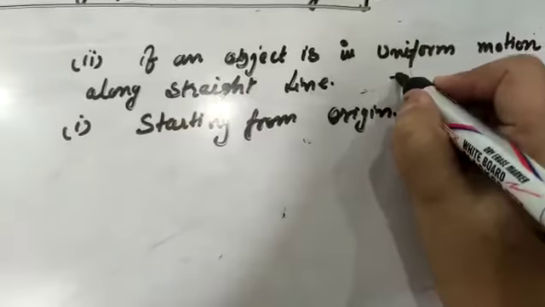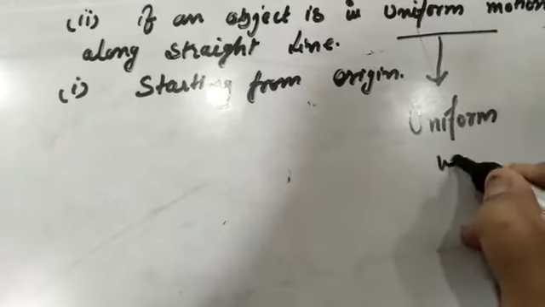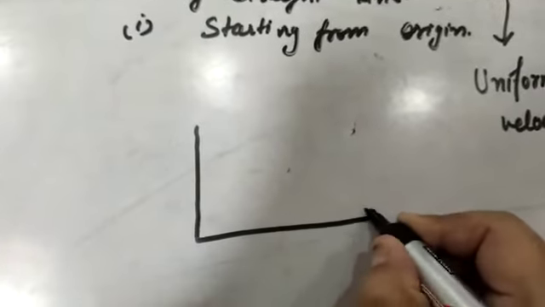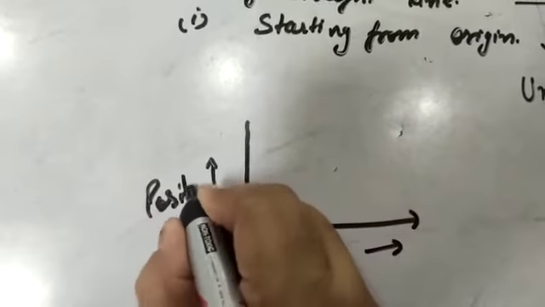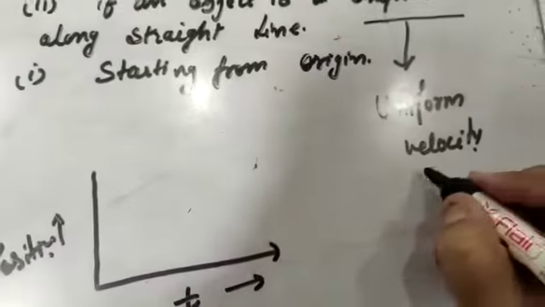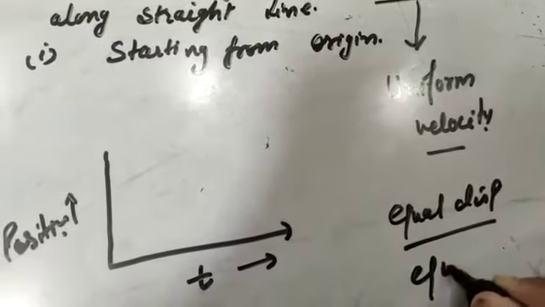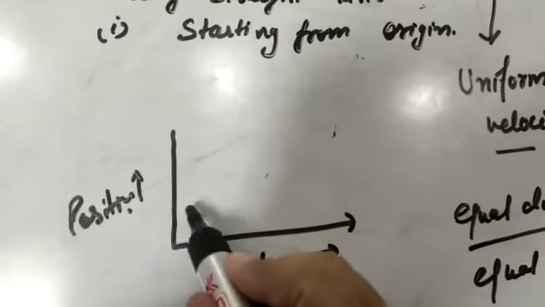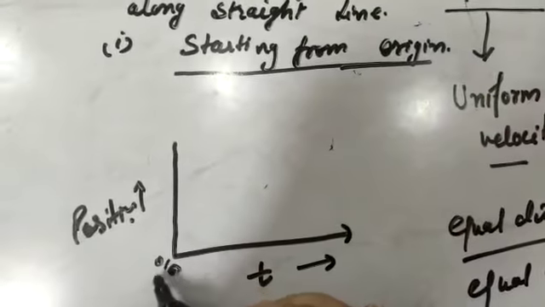Now the second case, if an object is in uniform motion along a straight line starting from origin. Uniform motion means we are talking here about uniform velocity or uniform speed. In this case, this is the time axis and this is the position axis, right? We know that uniform speed means equal displacement in equal intervals of time, which means the body is traveling equal positions. Suppose when time t is equal to 0, the particle is at origin, because we are measuring starting from origin, so the position measurement will also be taken as origin.